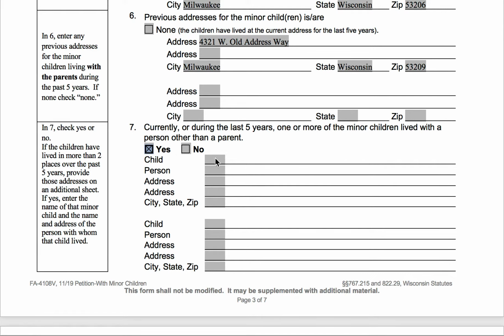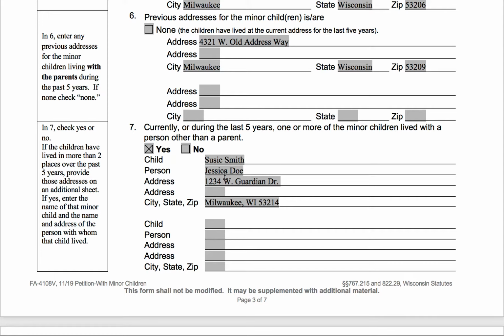You'll put the name of the child, so whichever child this applies to. You're going to put the person who they lived with. So we'll say they lived with their aunt, Jessica Doe, and you're going to put an address for that person. And you'll put the city, state, zip here as well.